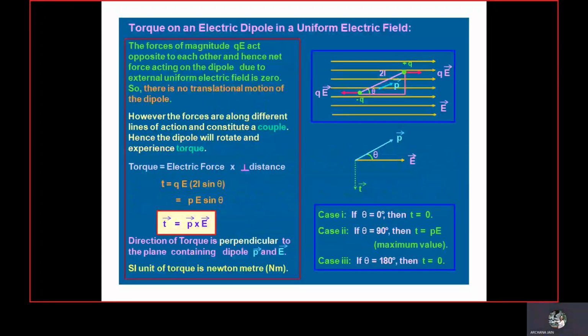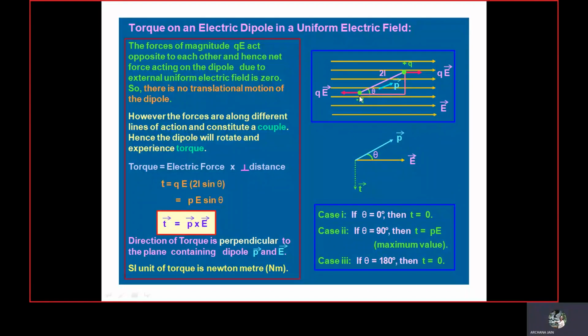Torque on an electric dipole in a uniform electric field. Torque is the turning effect of force. Let us consider a uniform electric field. These yellow lines represent the uniform electric field. They are equidistant from each other and in the same direction. Now we place a dipole, minus Q, plus Q, making an angle theta with the electric field.